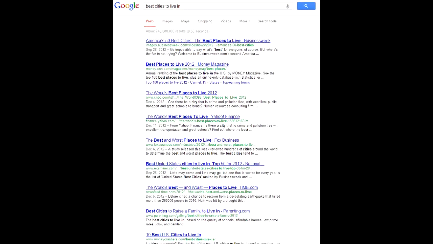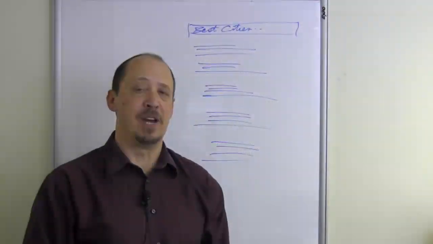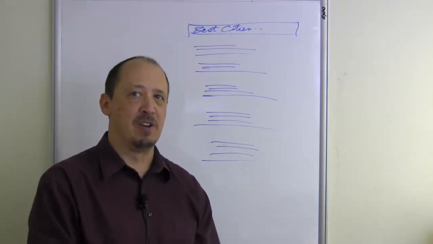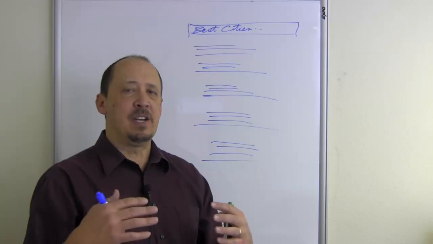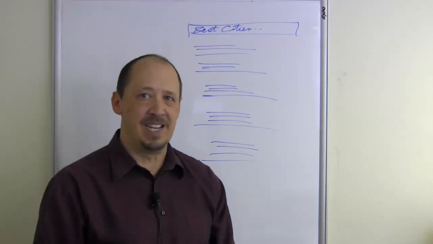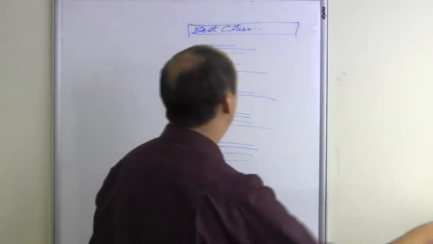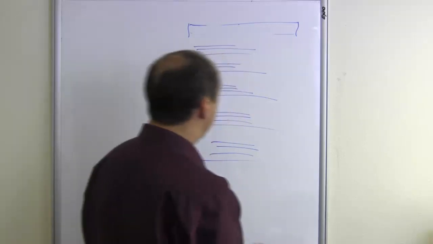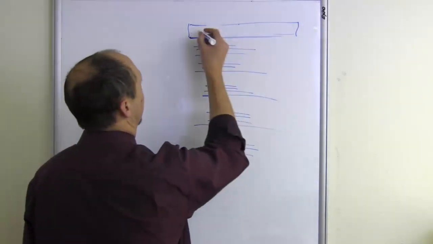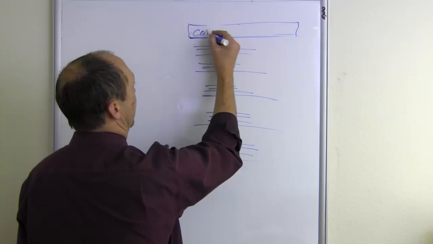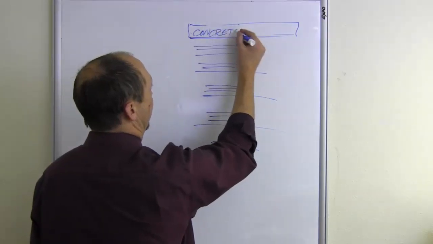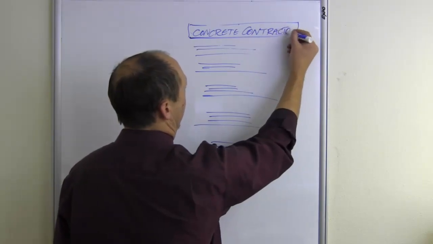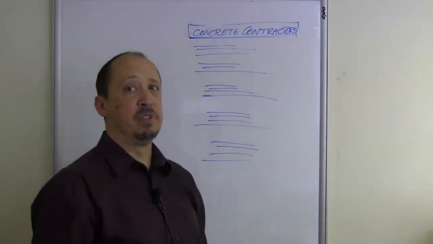But there's a different flavor of Google at work. It's actually been around since about '07, but still it's subtle enough that it's off of a lot of people's radar screen. And that will kick in if you perform a different kind of search. Now, let's say, for example, that instead of best cities to live in, I decided that I was going to search on the phrase concrete contractors. Pretty ordinary phrase. Concrete contractors. And I go ahead and perform a search.